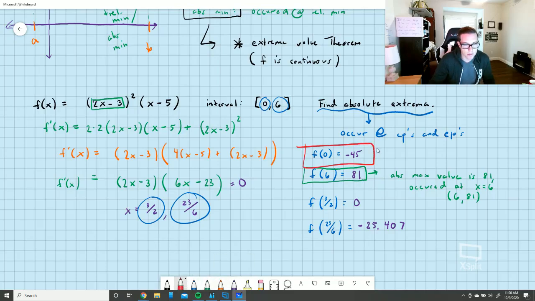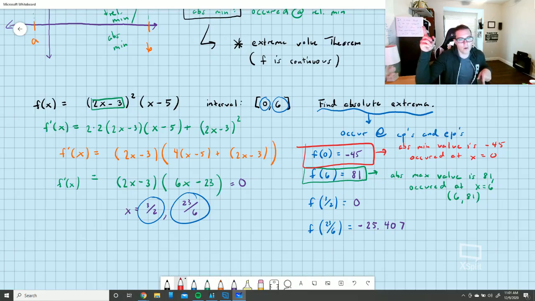This is the absolute minimum in this interval. The absolute minimum value is negative 45, and it occurred at x equals 0, at the endpoint. So this one was kind of a not fun example. It was just basically the endpoints were our absolute extremes, and the relative max and mins weren't as high or low.